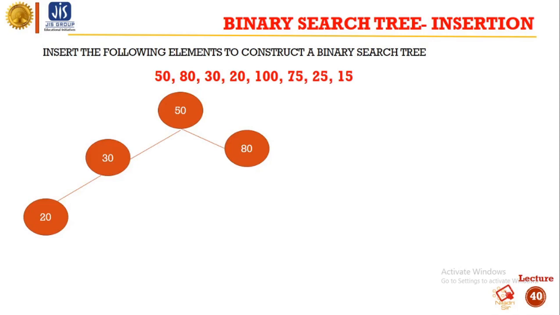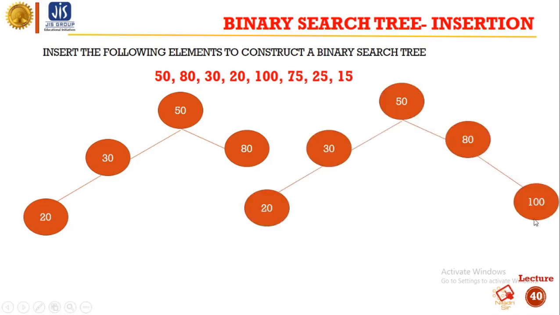Next, the element that we will insert is 100. This is our existing binary search tree. We'll start from the top of the tree, that is the root node, 50. 100 is greater than 50, so it will be placed on the right hand side. On the right hand side there is another element, 80. 100 is again greater than 80, so it will be put on the right hand side of 80. So we have placed 100 on the right hand side.